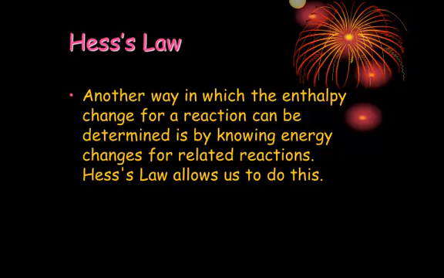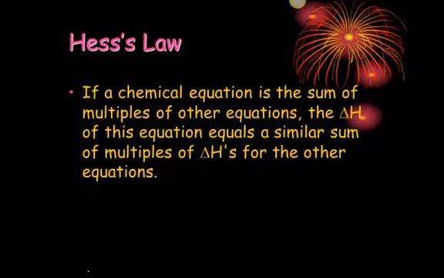Okay, another way that we're going to be looking at to calculate enthalpy change is by using what's called Hess's law. And Hess's law is like using little tiny puzzles in order to solve for enthalpy change. Now, looking at this definition, it sounds very confusing, so I just want to summarize what this is trying to say. Hess's law basically states that if chemical equations could be added together to equal another equation, the delta H's can also be added.